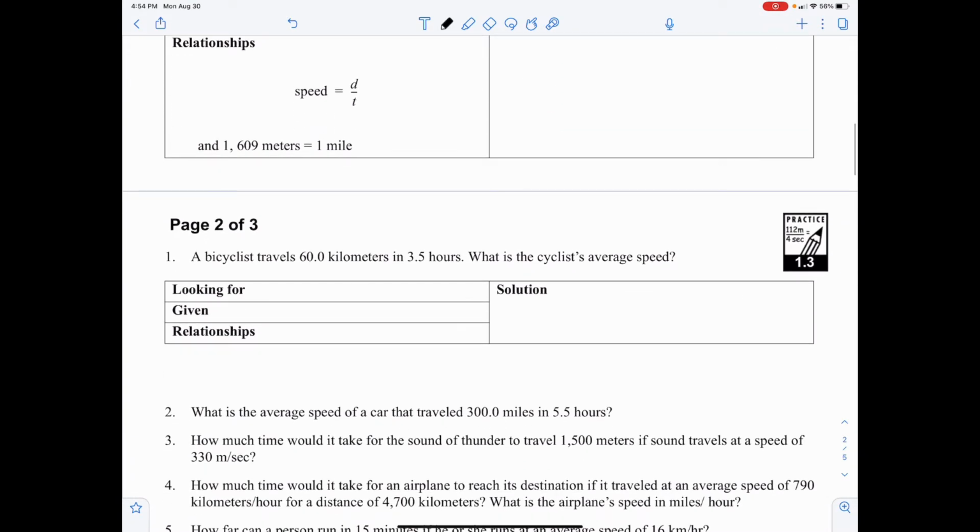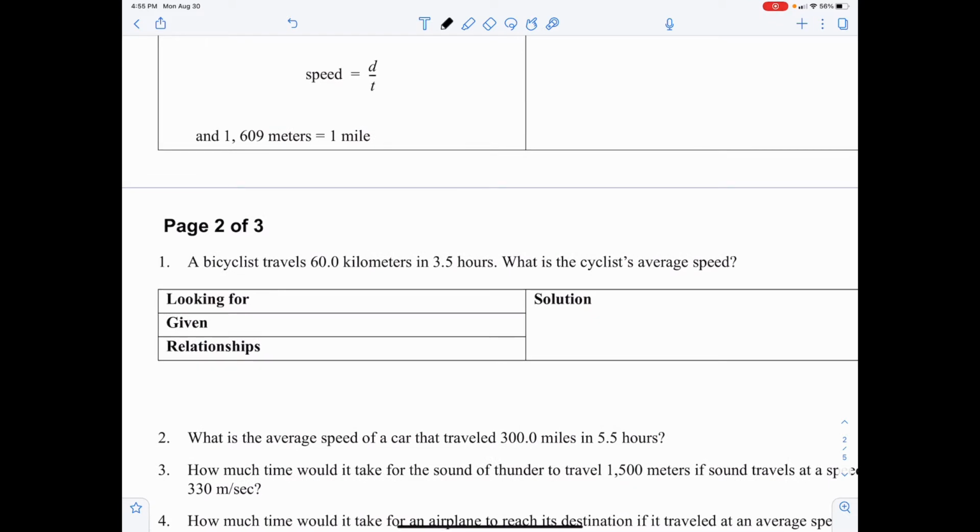Let's take a look at number one. A bicyclist travels 60 kilometers in 3.5 hours. What is the bicyclist's average speed? Well, if I see kilometers, that is a unit of distance, so I'm going to write a D above 60 kilometers. And then 3.5 hours, well, that's a measure of time, so I'm going to write a T above that. And then average speed I'm looking for is V equals question mark. So in my problem-solving box, in the looking for box, I'm going to write V equals question mark because I'm looking for the speed.